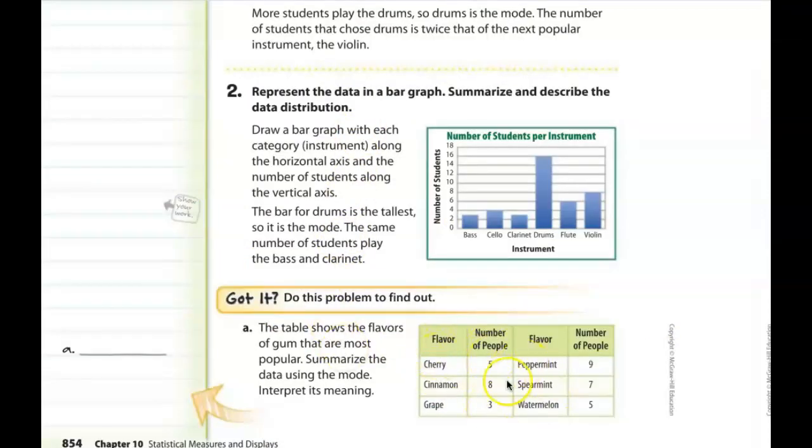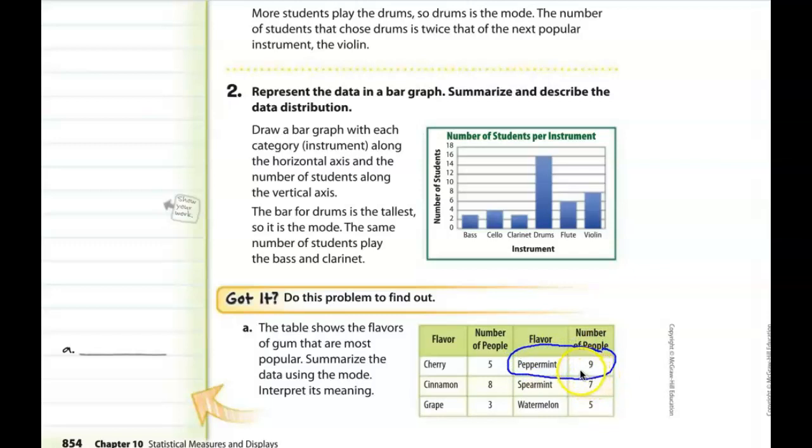Okay, let's look at this data chart, and without drawing a bar graph, let's go ahead and answer a question about this. It says the table shows flavors of gum that are most popular. Summarize the data using the mode. So what is the most frequently described favorite flavor? Go ahead and answer that for me, please. Very good. The most frequent flavor that people loved was peppermint. So the mode is going to be peppermint.